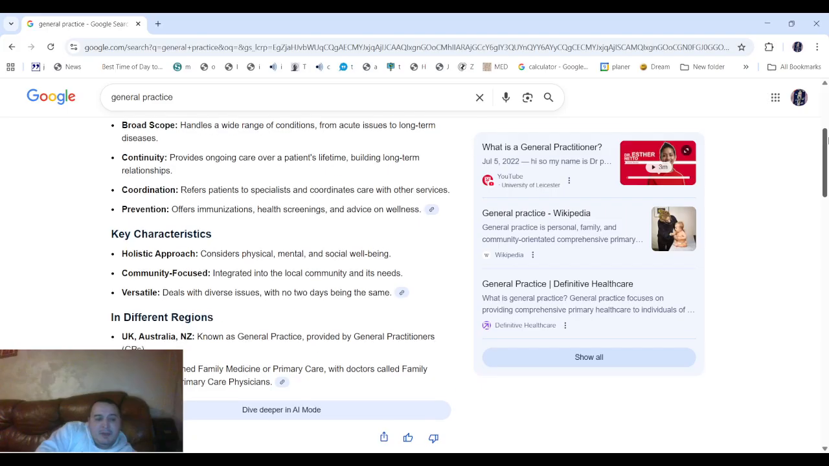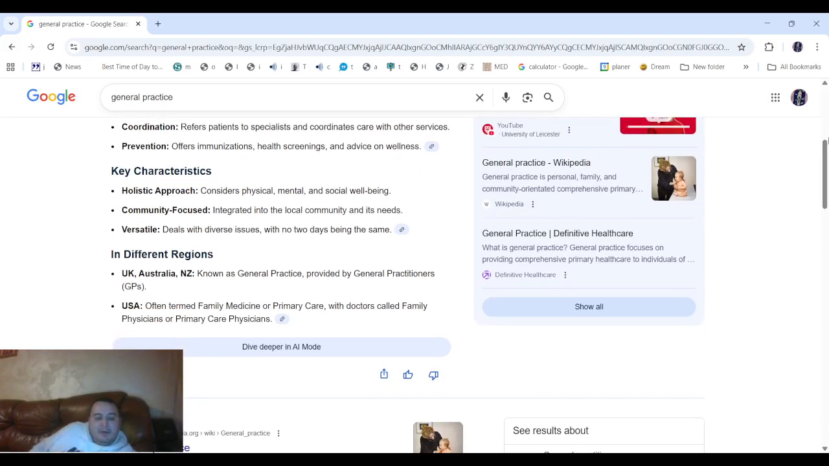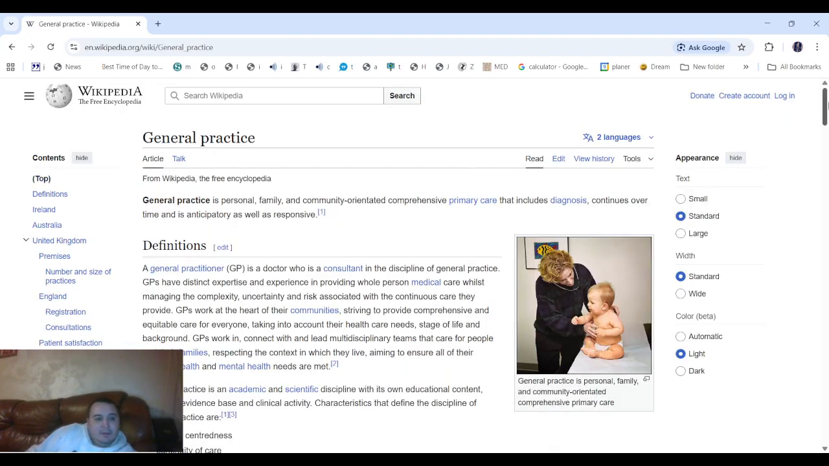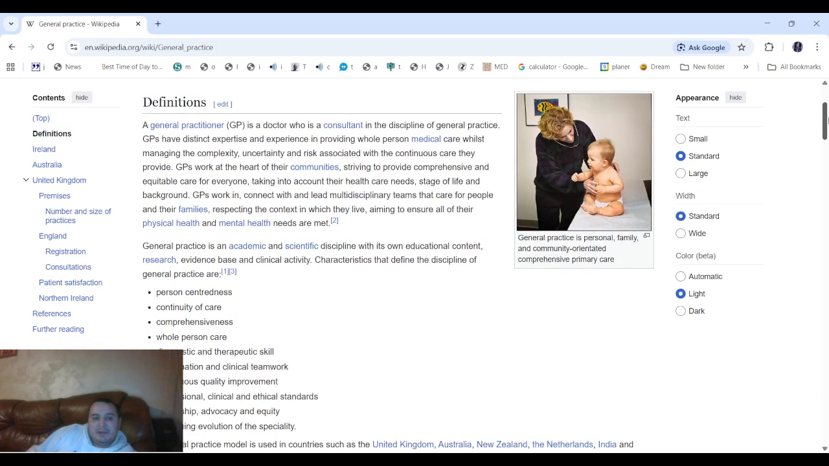In different regions: UK, Australia, New Zealand, known as general practice, provided by general practitioners, GPs. USA, often termed family medicine or primary care, with doctors called family physicians or primary care physicians. General practice is personal, family, and community oriented, comprehensive primary care that includes diagnosis, continues over time, and is anticipatory as well as responsive.